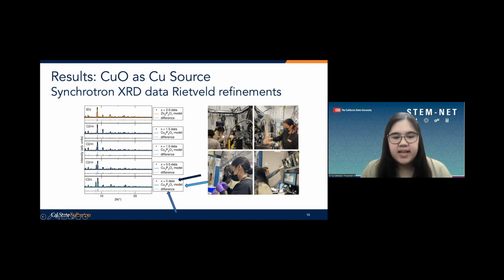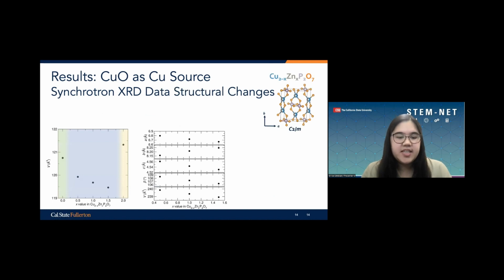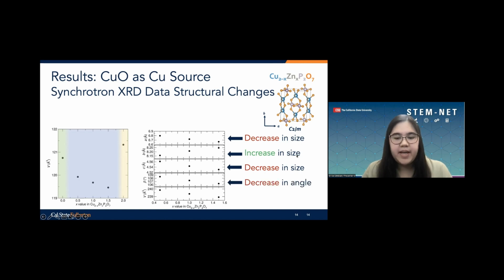Again, looking at the structural changes for the high resolution data, we saw that for the overall volume, there was an overall decrease in volume as more zinc was being added. Again, with that sudden increase in volume when we had 100% zinc. And also for the structural changes in the lattice parameters, we saw that, again, there was an overall decrease in size for the A and C axis, but an increase in size for the B axis. And then for the beta parameter, we saw a decrease in angle and again, a decrease in volume.